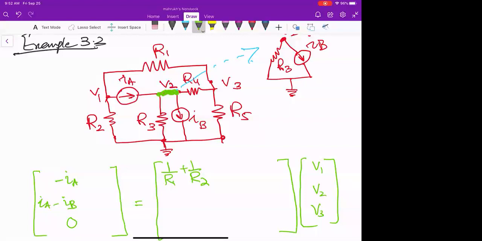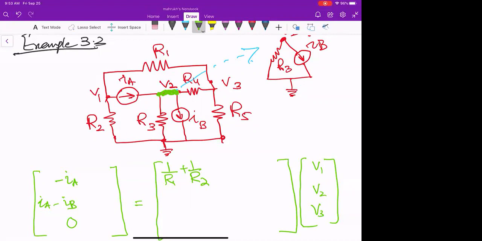Is it good? Yes. So, can we have an admittance that is connected between node 1 and node 2? Everybody's with me here? No, because it's just the current source. But others, do you understand what I'm writing here?